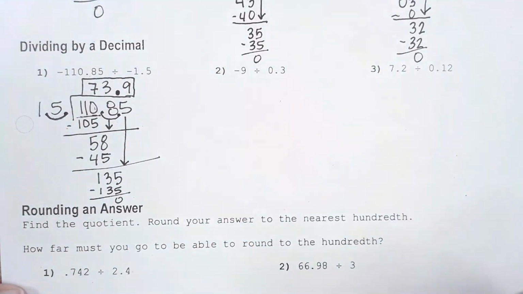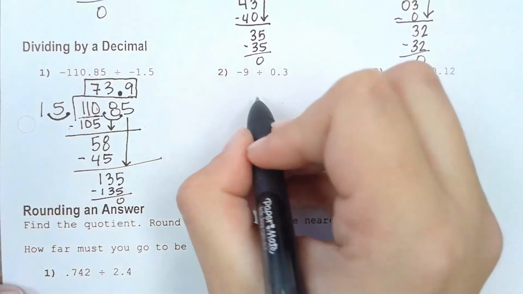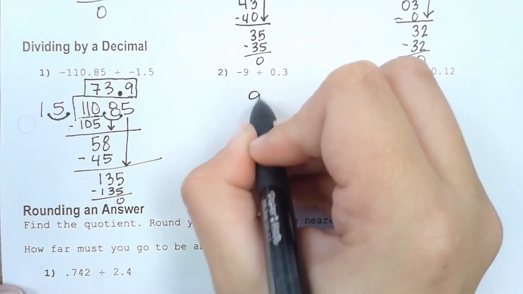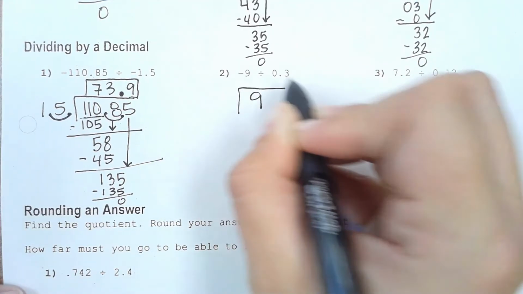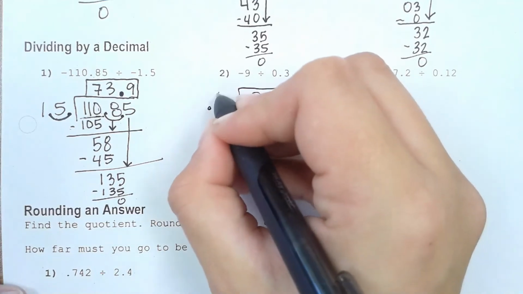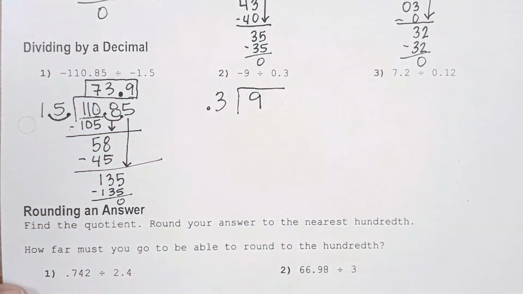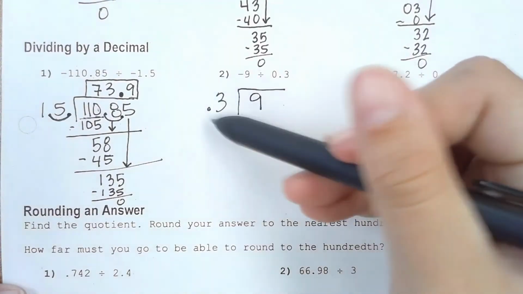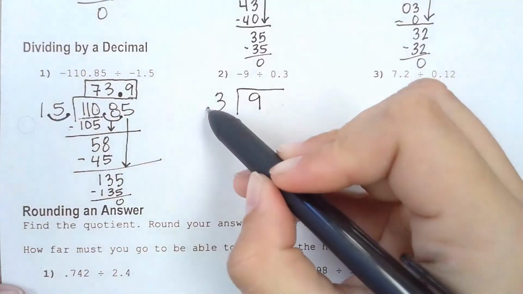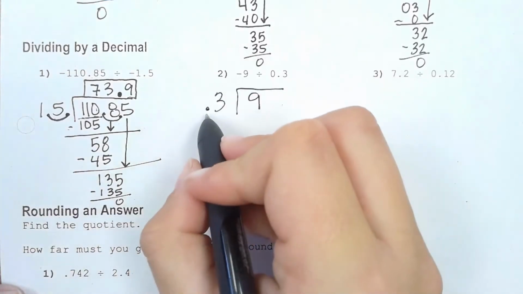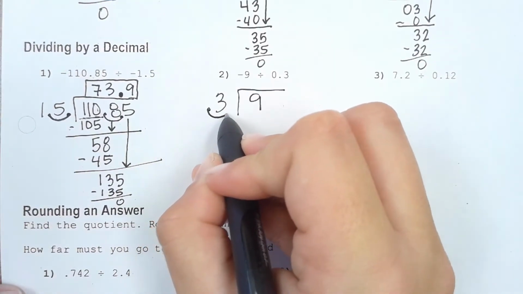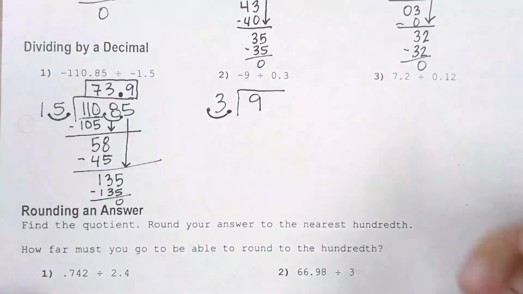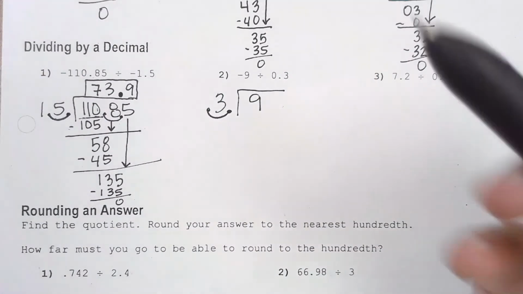All right, so let's try the next one. So here we have -9 divided by 0.3. Again, your first number is the number that goes on the inside. You cannot divide with a divisor that is a decimal. You have to make this into a whole number. To make it into a whole number, you have to move that decimal point all the way to the right until you cannot move it anymore.